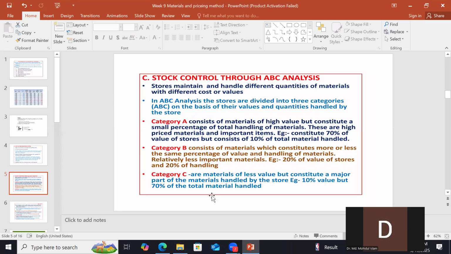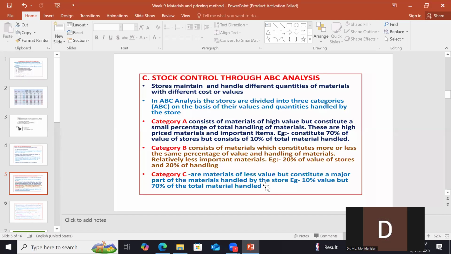Category C: are the materials of less value but constitute a major part of materials handled by the store. 10% value but 70% total material handled. C category product.